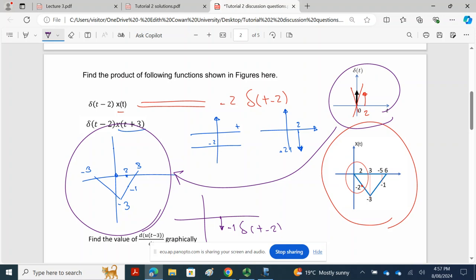You mean in exam? No. Yeah, if you write the answer, writing the delta bit in.